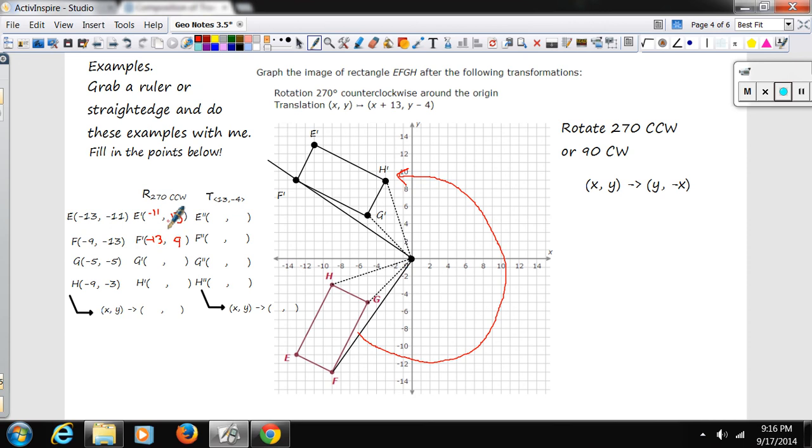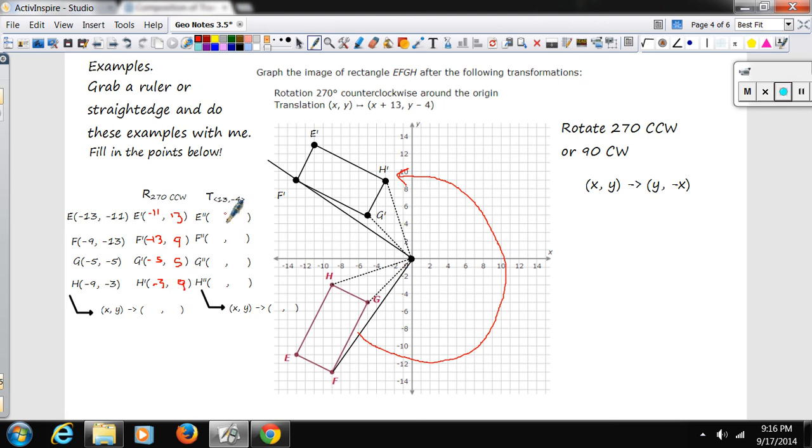Now what did we do on these? Let's see. So look at what happened. You did the y first and then the opposite of x. So y first would be negative 5. Opposite of x would be just a 5. And y first would be negative 3, and the opposite of x would be 9. So let's check H prime and make sure it's negative 3, 9. Sorry, writing with the mouse is hard. So negative 3 and 9. Boom, there's H prime. Got it.